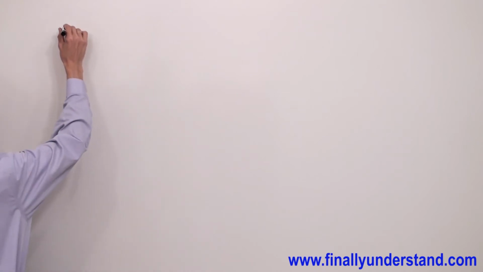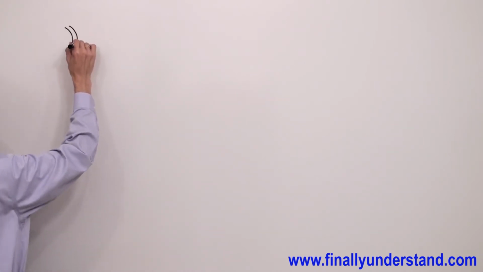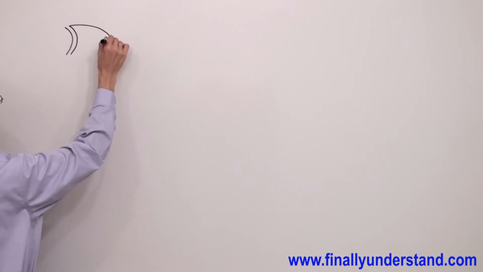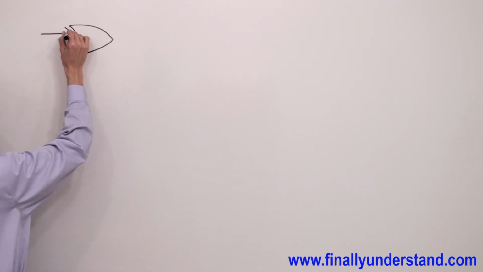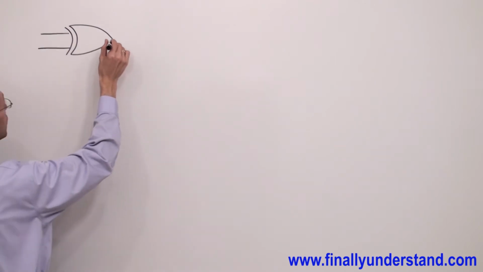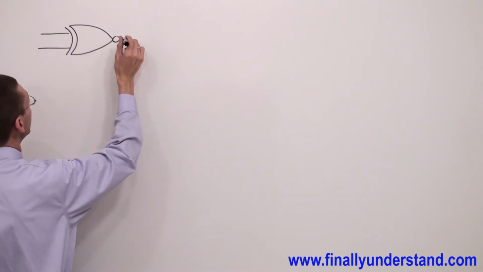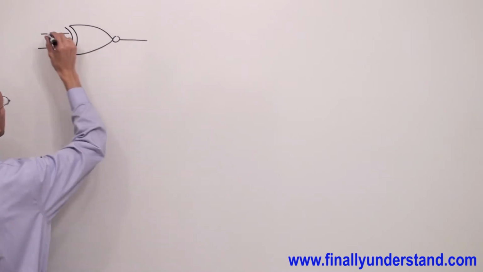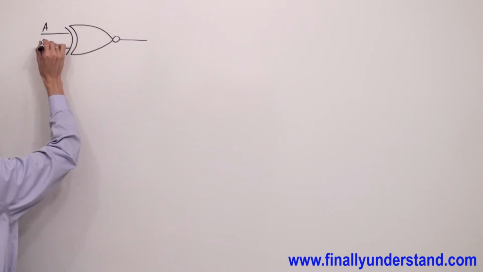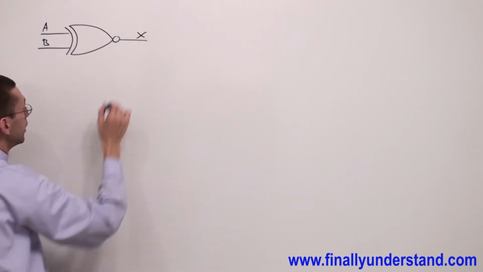This time we are going to discuss the exclusive NOR gate. Exclusive NOR gate is basically the combination of exclusive OR and inverter. Like always, I'm going to start from the distinctive shape symbol. I'm going to draw the exclusive NOR, which looks very similar to the exclusive OR, but we're supposed to add the negation indicator, the bubble. And we have inputs A, B, and this is output X.